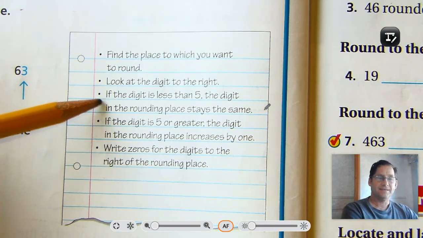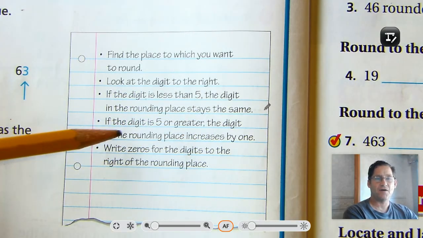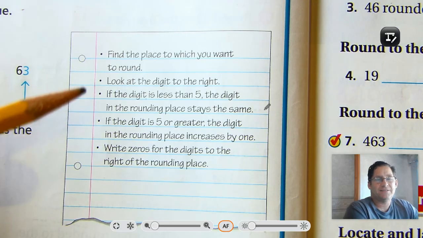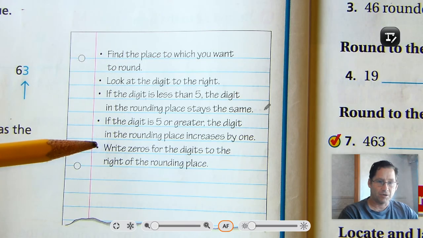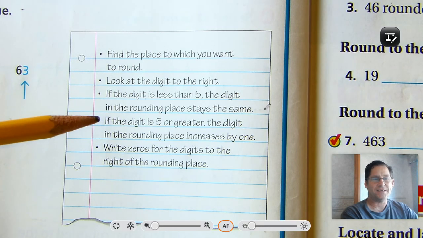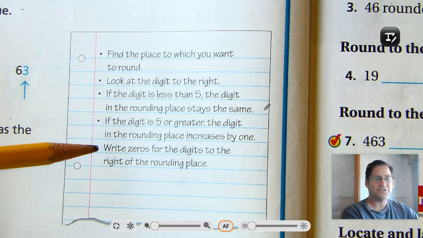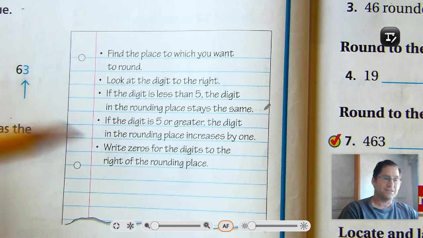And so the basic rule is, if the digit to the right is less than 5, the digit in the rounding place stays the same. We say that's rounding down. If the digit to the right is 5 or greater, the digit in the rounding place increases by 1. And we call that rounding up. And then we can't just drop off the numbers to the right of the place we want to round to. So we're going to replace the digits to the right of the rounding place with zeros to maintain the value of the number.